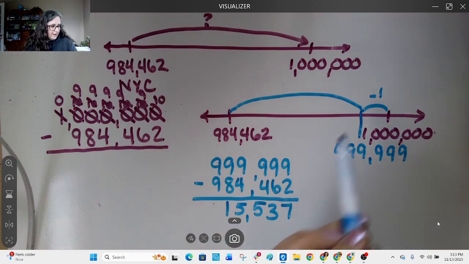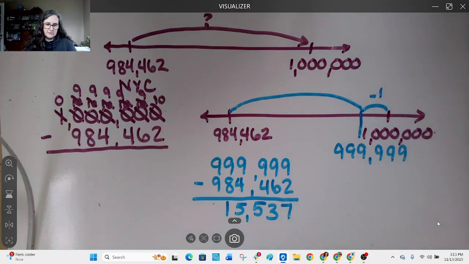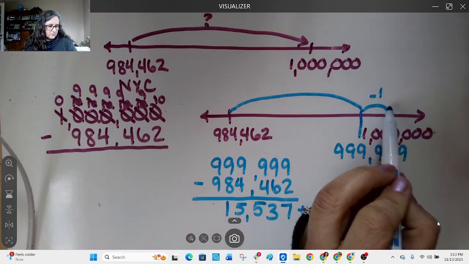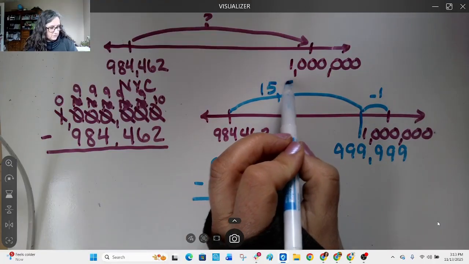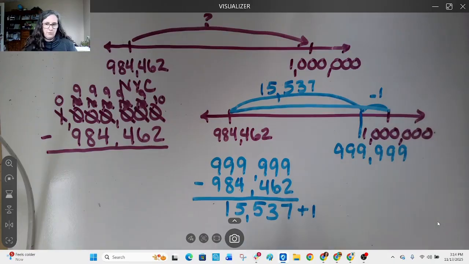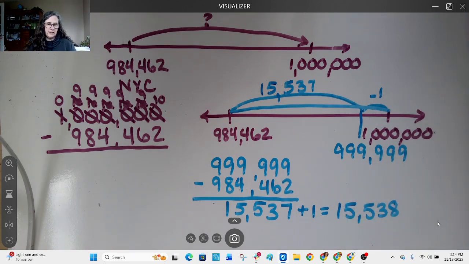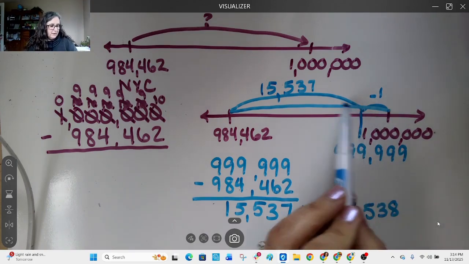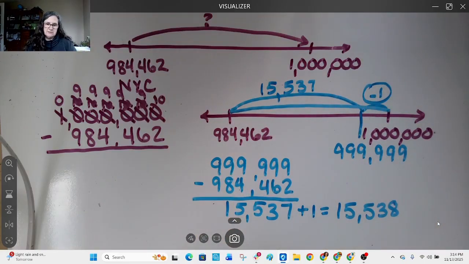15,537. But I didn't include this one that I already took away before I subtracted. So I need to add that one back in because I subtracted 1 and then subtracted 15,537. So the difference is really the whole thing. So my actual answer is 15,538. So this one's called compensation because I take one away, then I subtract, and then I have to compensate for the change that I made before I did the subtraction.